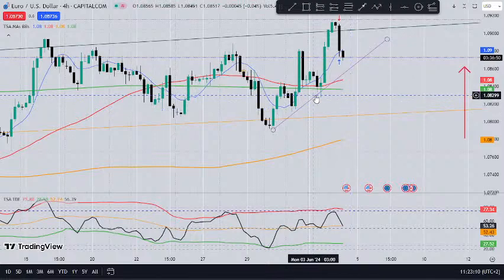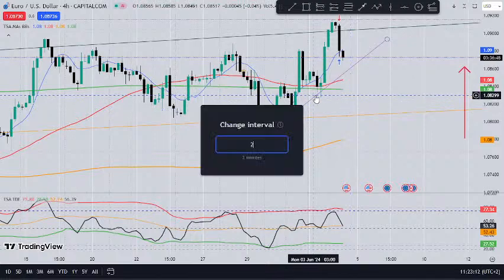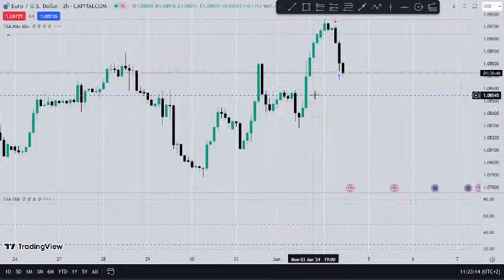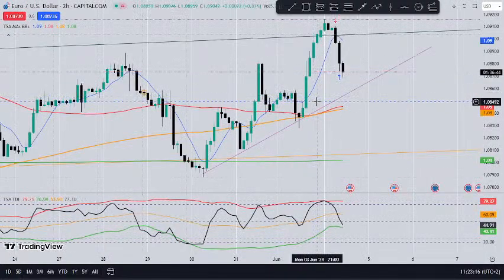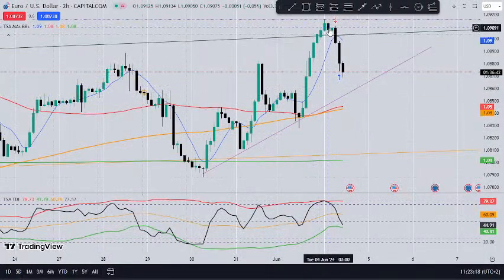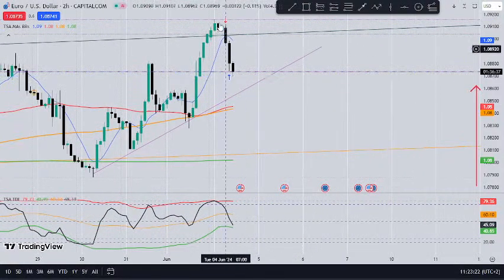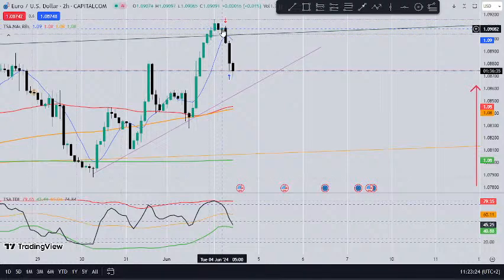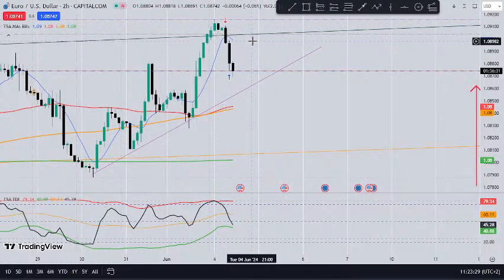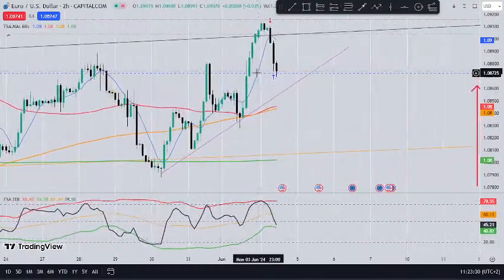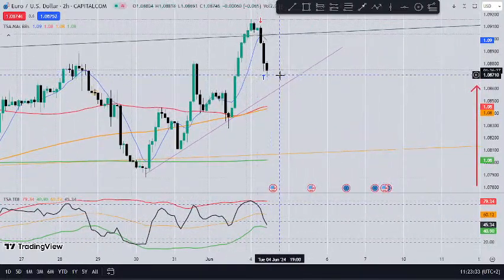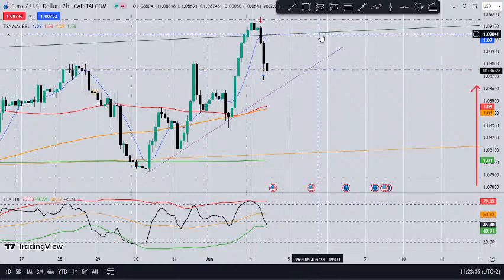So let's go lower to the 2H. The 2H forms a nice order block there. This one doesn't really go anywhere. Already this should be enough to give you confirmation for you to want to enter this trade.